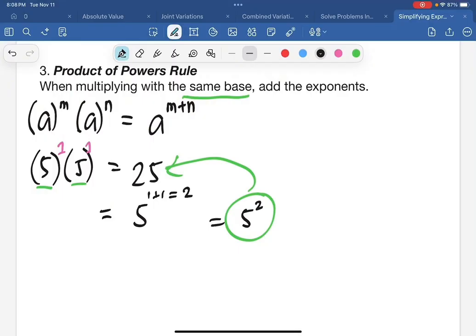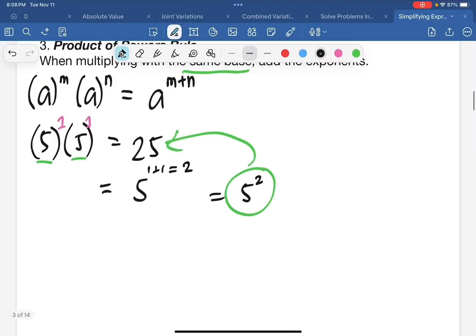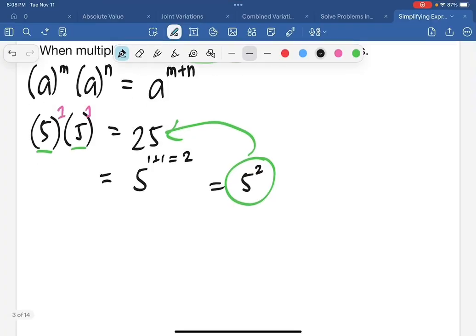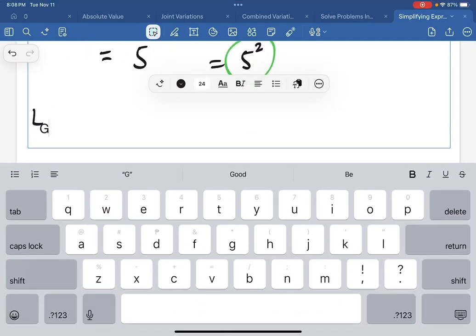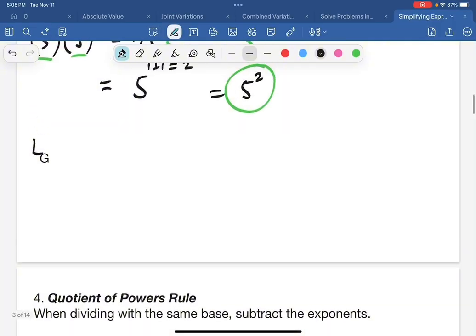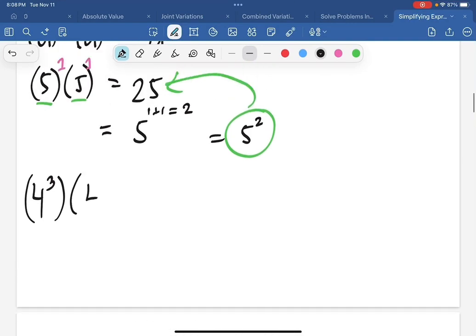Now, if we are going to use a different number, let's just say 4 cubed times 4 squared. Same with this. Again, they have the same base, so you could just copy. So 4, and then 3 plus 2, we have 5. So 4 raised to 5.